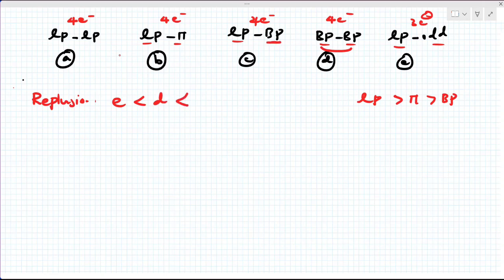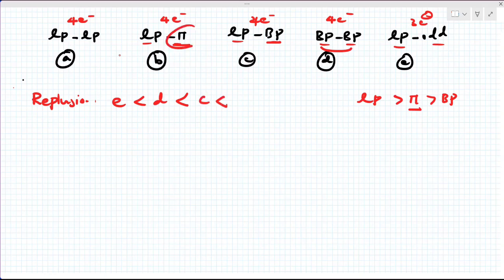Now this is bond pair, this is pi bond. Which is more repulsion? If the number of repulsion electrons is the same, we go with the repulsion order. In A, B and C, this also has 4 electron repulsion, this also has 4 electron repulsion. Therefore I go with the repulsion order. According to the repulsion order, comparing lone pair, pi bond and bond pair, lone pair is more repulsion, then pi bond. Therefore, bond pair is least.